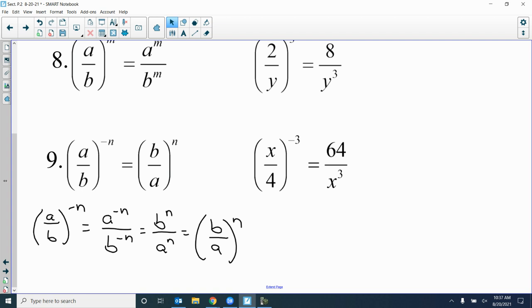Now, those are all just real quick, simple examples to demonstrate the rule. Let's throw some things together here and do a few.